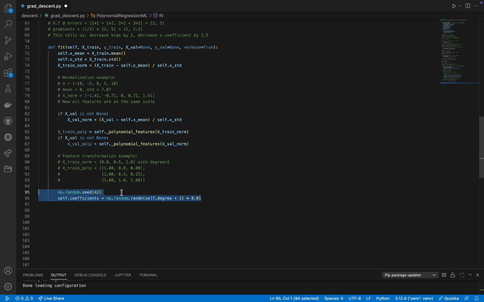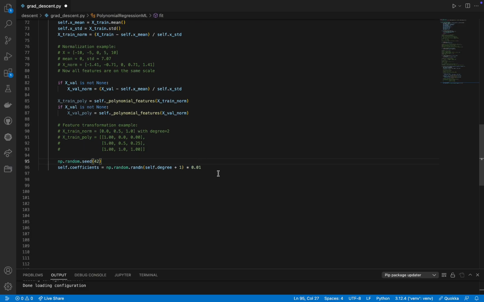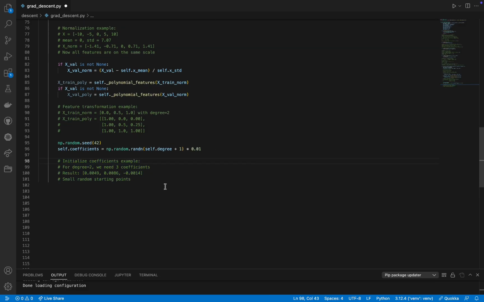But before we start training, we need to initialize our coefficients. We set a random seed for reproducibility, then create random coefficients using np.random and multiply by 0.01. Why do we need a random initialization? If we started with all zeros, all our gradients would be 0 and we'd never learn anything. The model would be stuck. We need to break symmetry with random values.